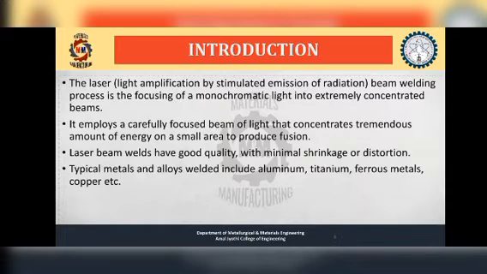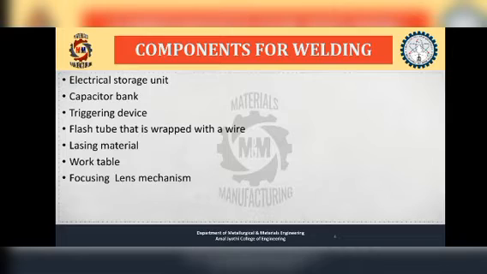So the laser beam welding process is the focusing of monochromatic light into an extremely concentrated beam. This concentrated beam contains an enormous amount of energy which can be focused onto a small area to produce the fusion. So laser beam welding has good quality with minimal shrinkage and distortion. That is why it is widely used in many industries and applications. The typical metals and alloys which are welded using laser beams are aluminum, titanium, ferrous metals, etc.